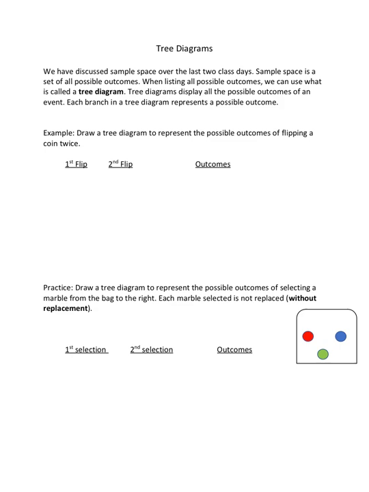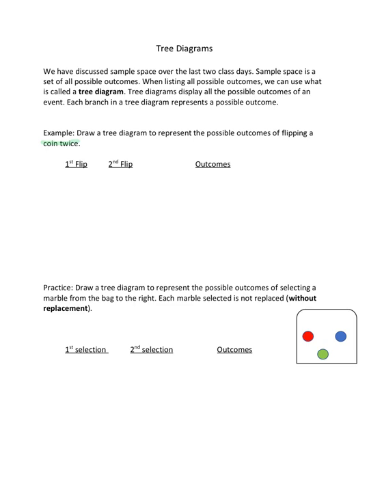When listing all possible outcomes, we can use what is called a tree diagram. Tree diagrams display all the possible outcomes of an event. Each branch in a tree diagram represents a possible outcome. That example below is going to ask us to draw a tree diagram to represent the possible outcomes of flipping a coin twice.